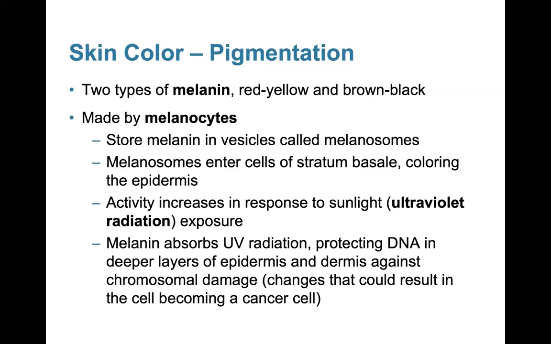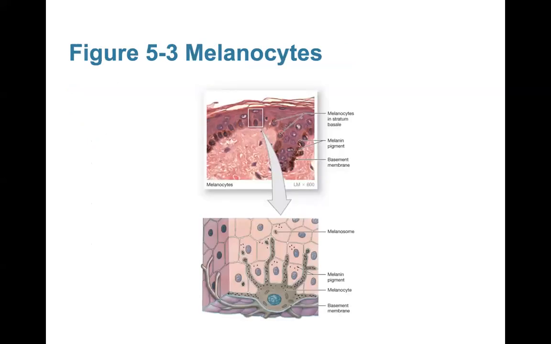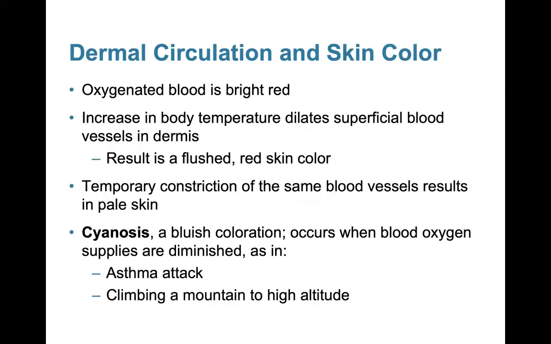Melanin absorbs UV radiation, protecting DNA in deeper layers of the epidermis and dermis against chromosomal damages, changes that could result in the cell becoming a cancer cell. And here you can see, especially at the bottom picture there, the melanocyte, and you can see the melanin pigments and how they sort of infuse into the skin there.